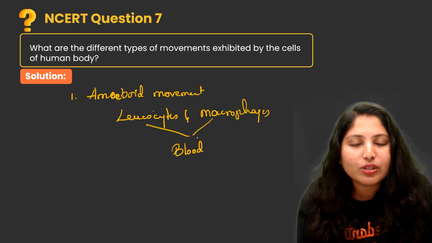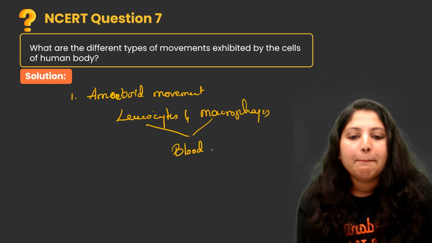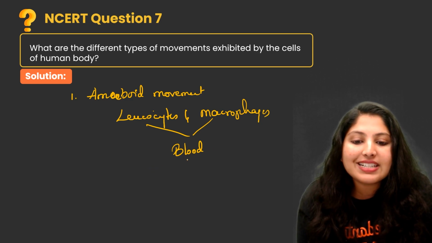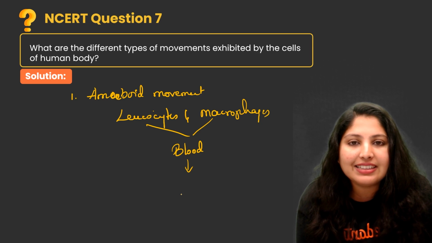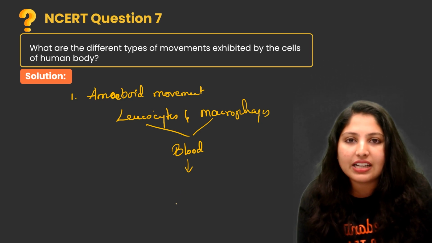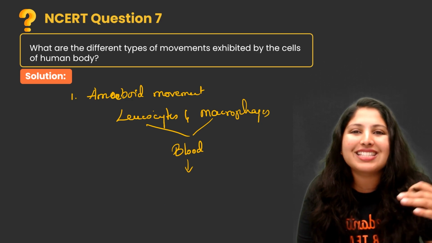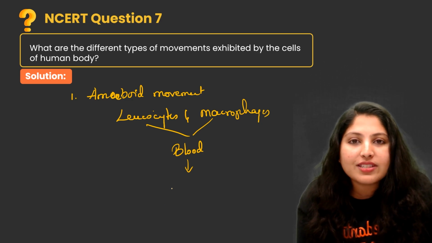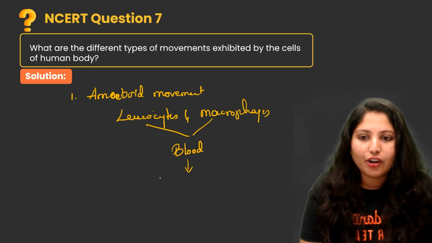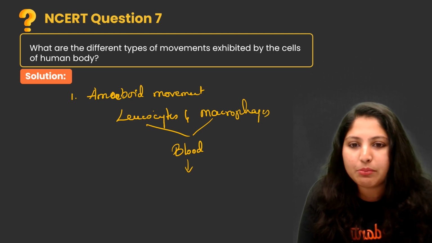They are present in blood or lymph, and they move towards the injured part when damage or injury occurs in any particular region of the body. They move towards that region and cause an immune response.